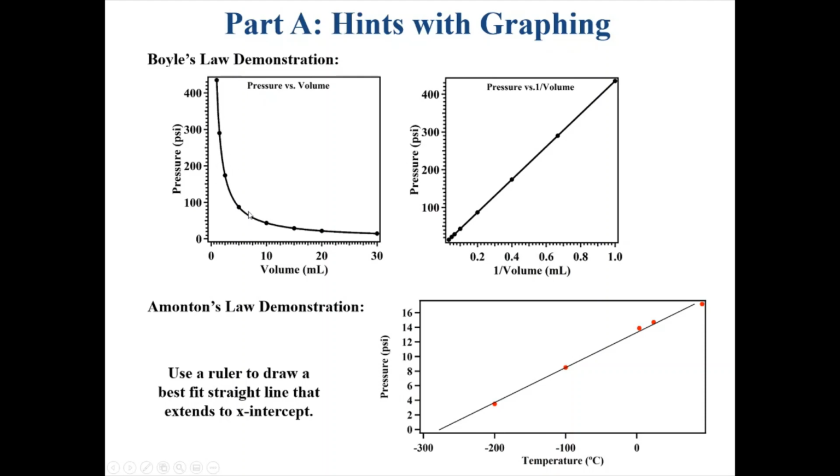Just try to make a good best fit line through those points. Now, with the pressure versus 1 over volume and the Amonton's law data, you should be able to use a ruler because there'll be lines. So now with the Amonton's law, we're going to do something extra.